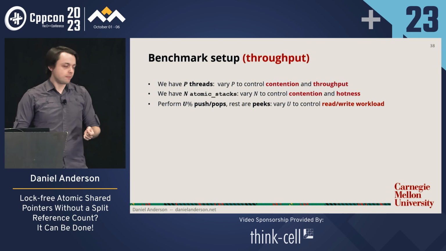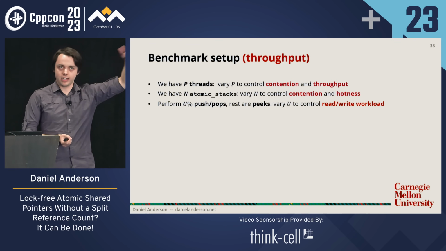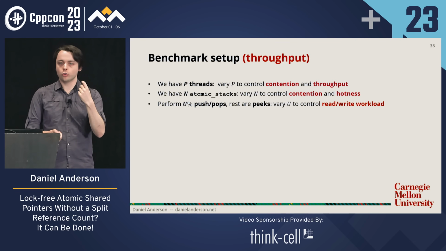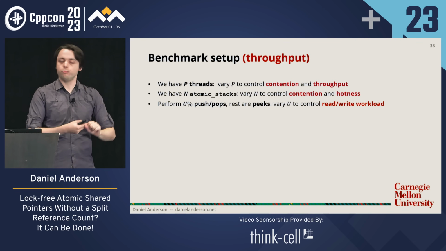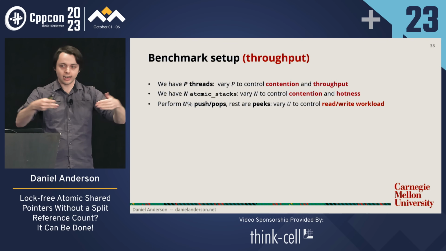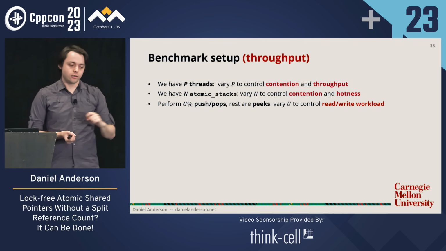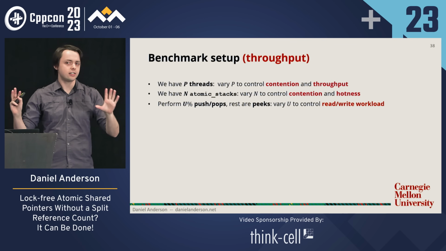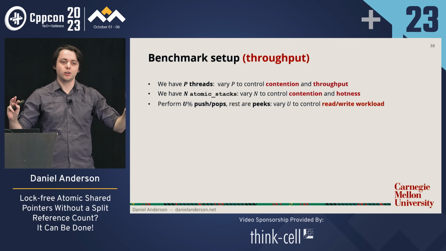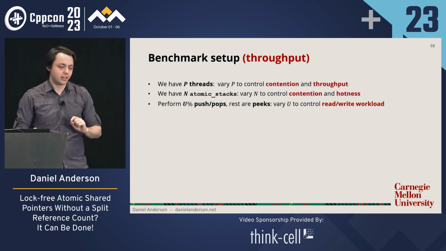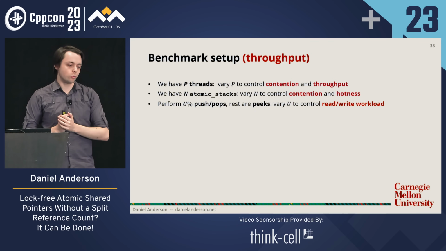So for the benchmark setup, how do we actually control all those factors I just told you about? Well, we're going to have p different threads, and we're going to vary p from low to many, and that's going to help us control the contention and the throughput. More threads is going to mean more contention, more threads accessing the same stuff. And hopefully more threads means more throughput, at least subject to contention. Those are kind of related. We're not necessarily going to get more throughput if we get more contention, but if we can get less contention, we might get more throughput.